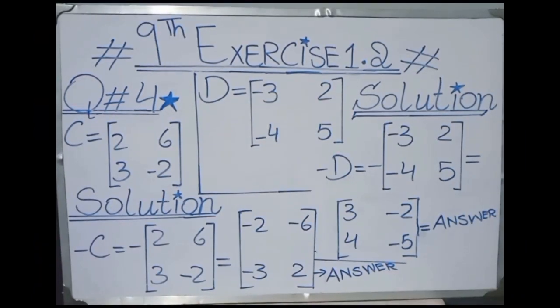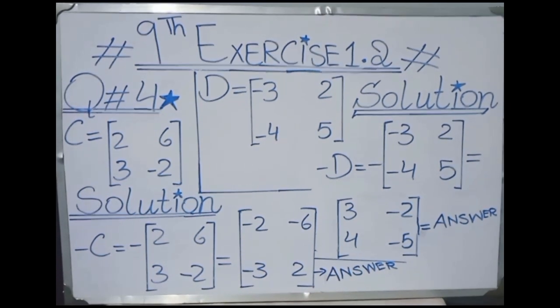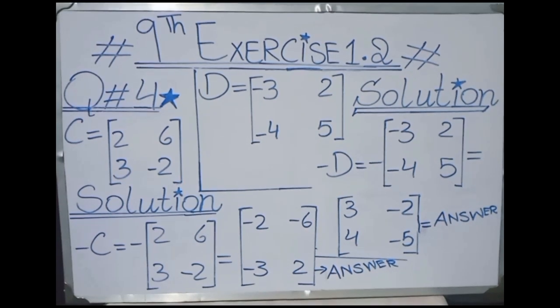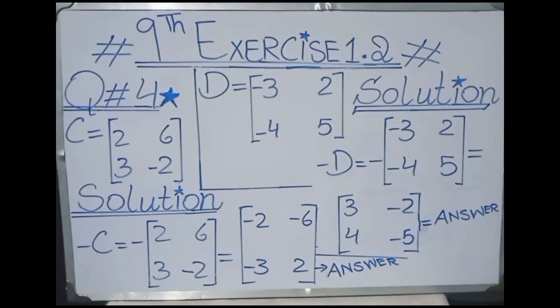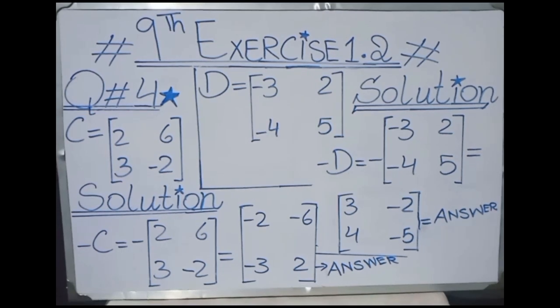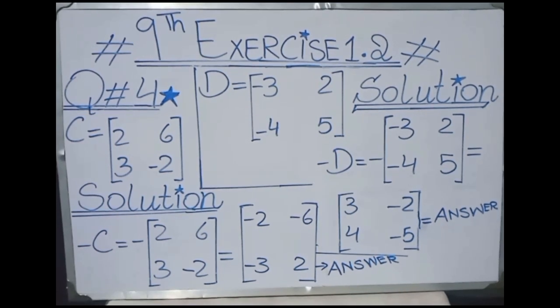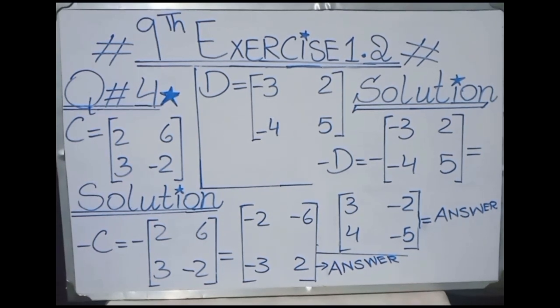And now we will go through part C of question number 4. For solving this question, we will again multiply the negative sign with all the entries of part C. And the entries change: positive 2 becomes negative 2, positive 6 becomes negative 6, negative 3 becomes positive 3, and negative 2 becomes positive 2.